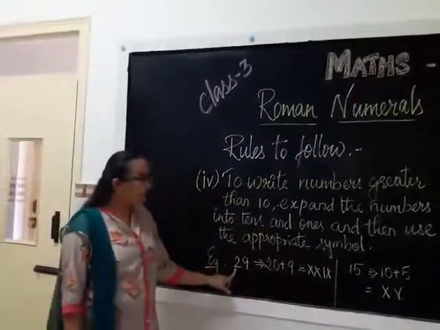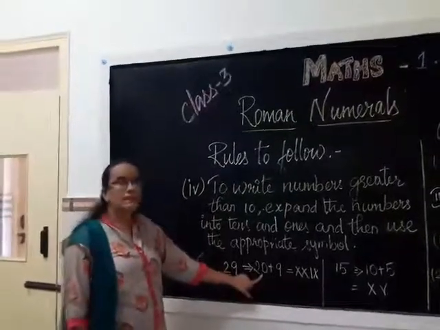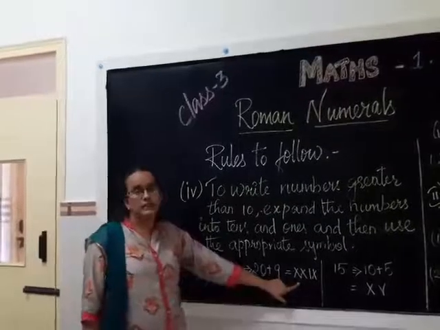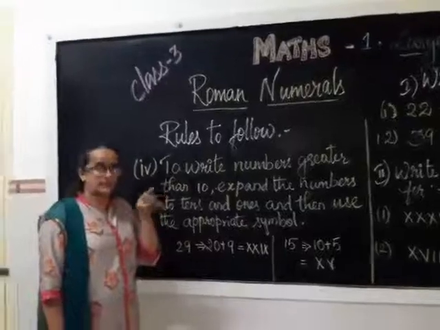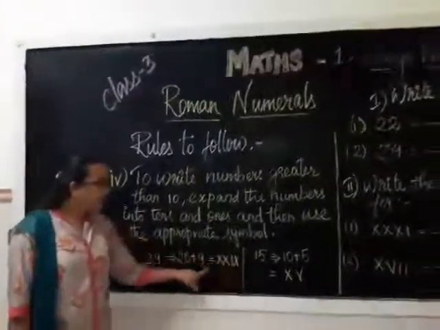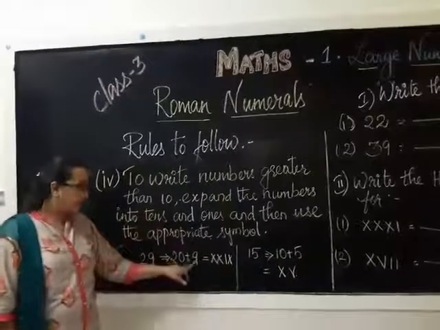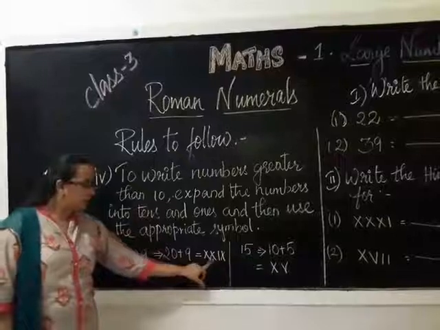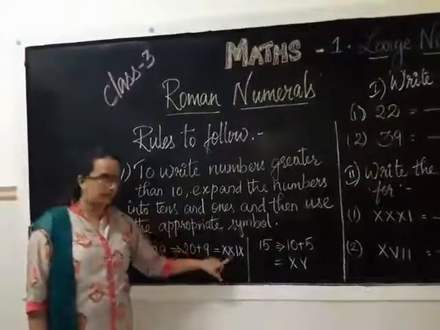Now see here, 29. How can it be written? You can write it as 20 plus 9. So 20, how will you write it? Remember, 10 plus 10 is 20, so that is X plus X, and 9 is 10 minus 1. So 10 minus 1 is 9. So XXIX is 29.